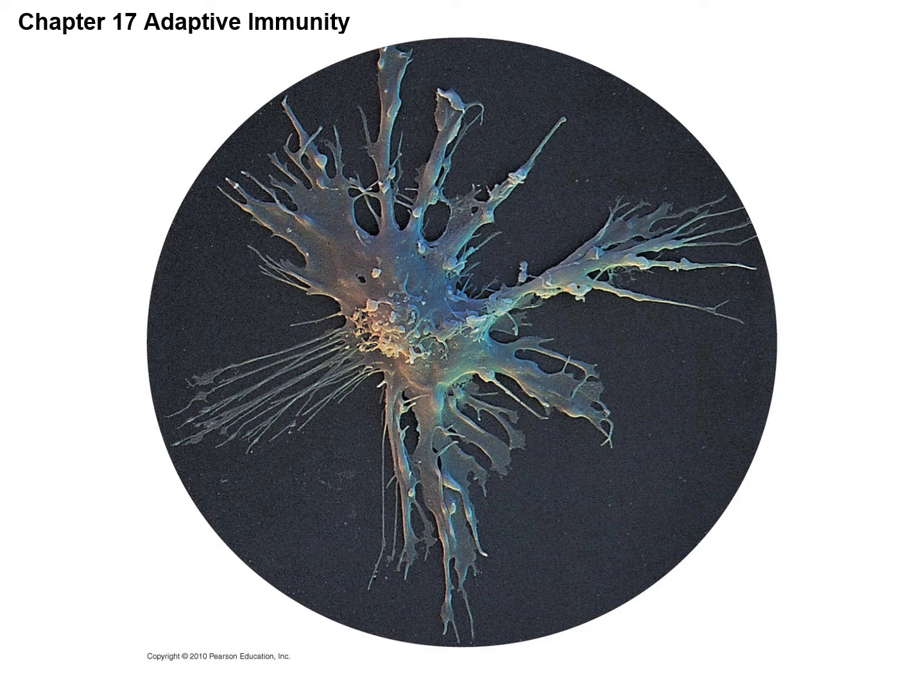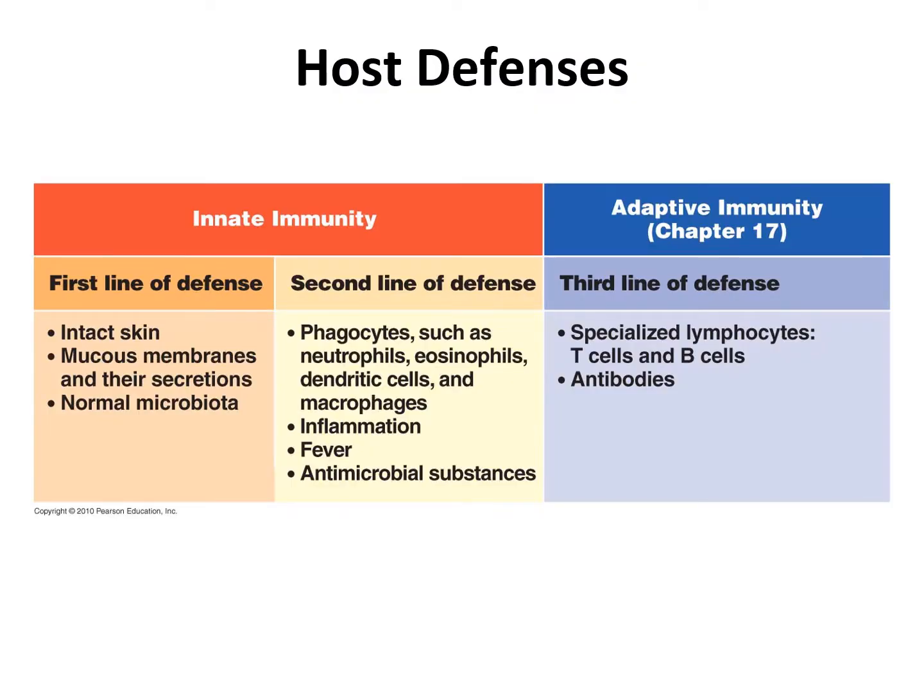This is the first lecture for Chapter 17 on adaptive immunity. I have already gone over the innate immune response in Chapter 16, which, if you remember, is composed of two lines of defense. The first line of defense is designed to prevent infection, to keep the microbes out of your body, and this involves things like physical factors, chemical factors, washing processes, and your normal microbiota.